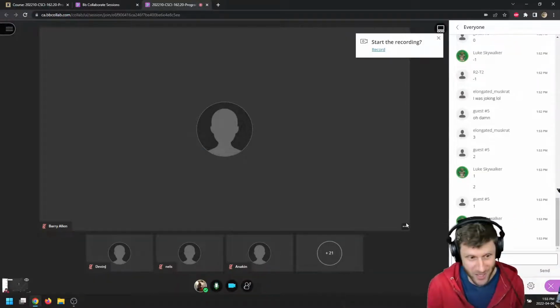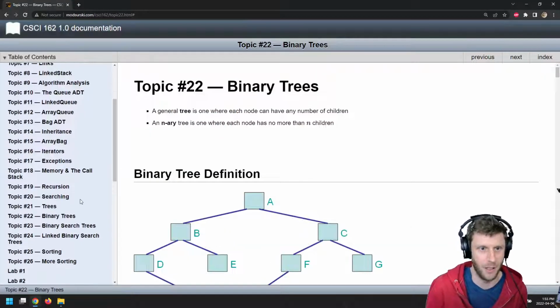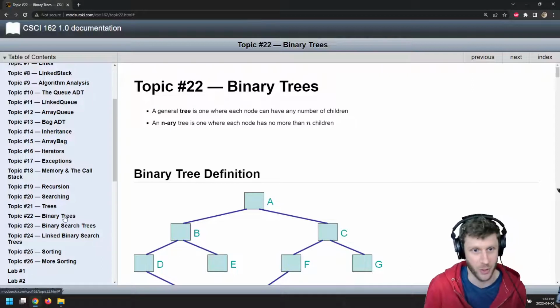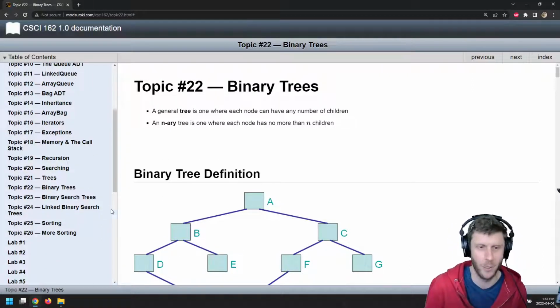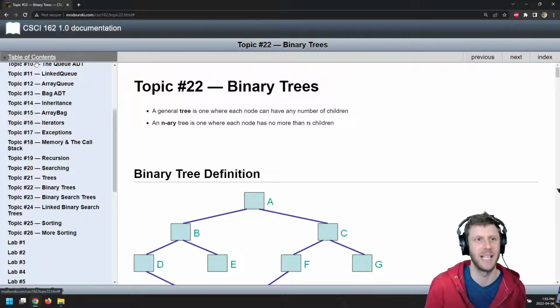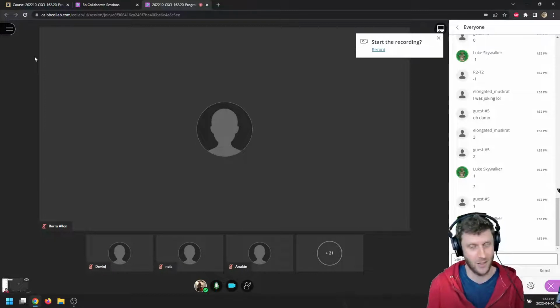So any questions about the trees? If you didn't realize, the next couple topics are all about trees. We've got trees, binary search trees, linked binary search trees. So we've got a lot of trees to talk about, but that's okay. Any questions about trees? I'm not seeing any, so that's cool.